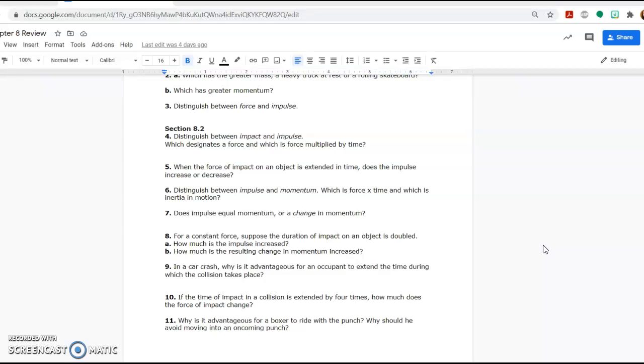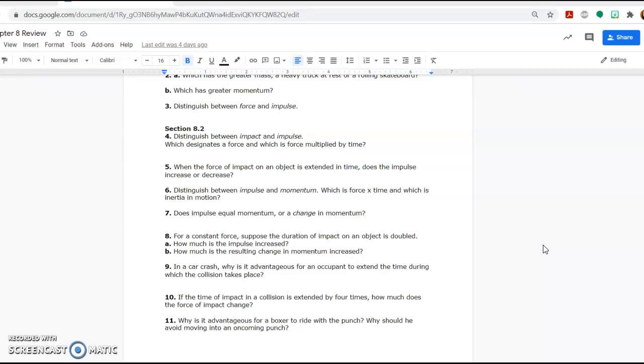When the force of impact on an object is extended in time, does the impulse increase or decrease? When the force of impact on an object is extended in time, then the force is decreased. So the impulse stays the same, but the force is decreased.